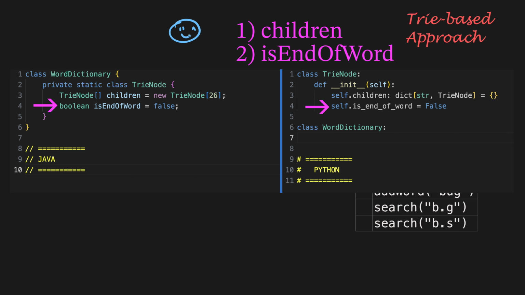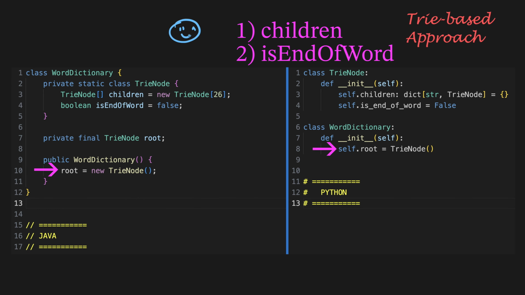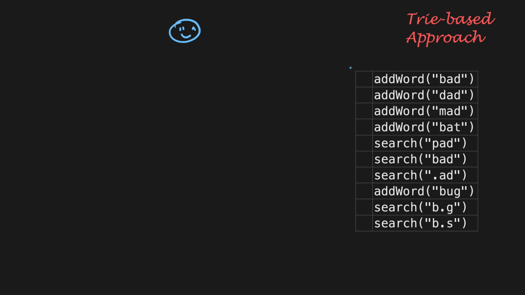And second, a trie node needs to signal that a word ends here. We need to know when we have formed a complete word. For this, we will simply use a boolean flag, is end of word. So in the constructor for WordDictionary, all we do is create a single empty trie node and set it as the root. Now say we want to add the word bat into the trie.